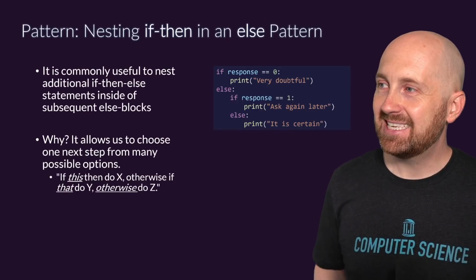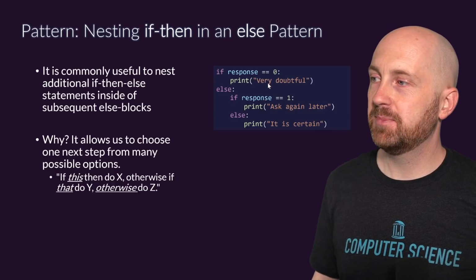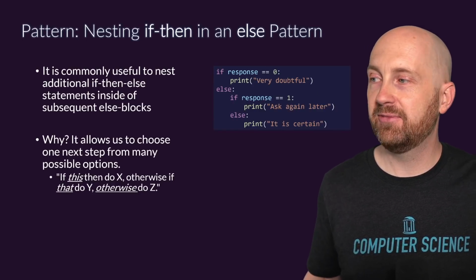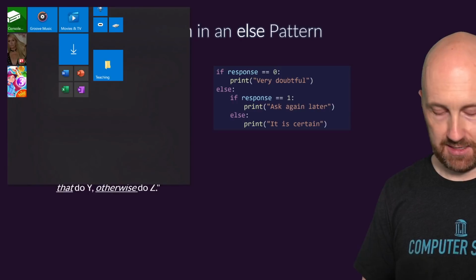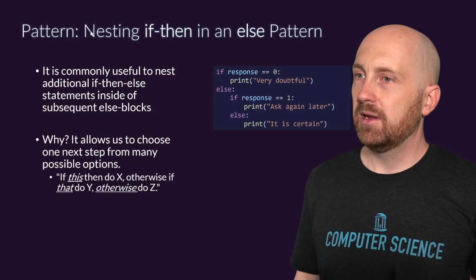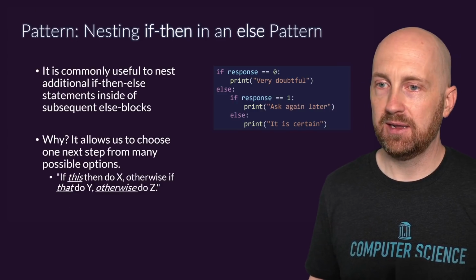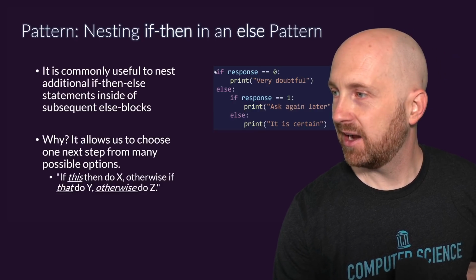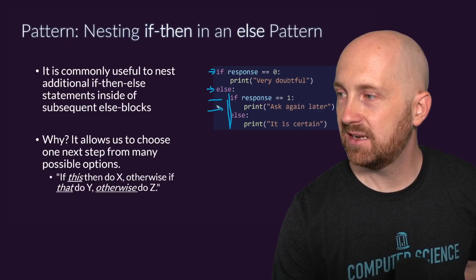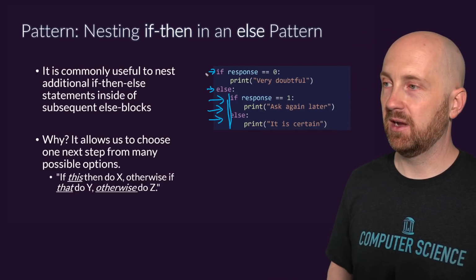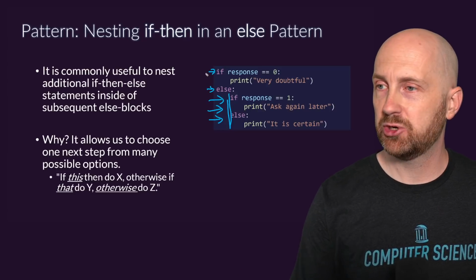Right? So with nested if-then-elses, we can imagine something like this, where we have an if statement where if response is equal to 0, we print very doubtful. Else, if response is equal to 1, we print ask again later. Else, we print it is certain. And notice that we are nesting that if-then-else one level of indentation deeper than we were in the outermost level, right? So we've got this if paired with this else, and then within this else's body, we've got all of this indented to indicate that this is all part of the else block. So if response is 0, then we would never test if response is 1, right? Based on how this conditional is written.